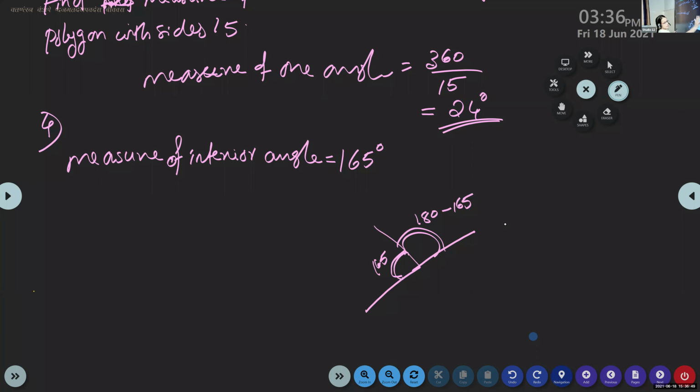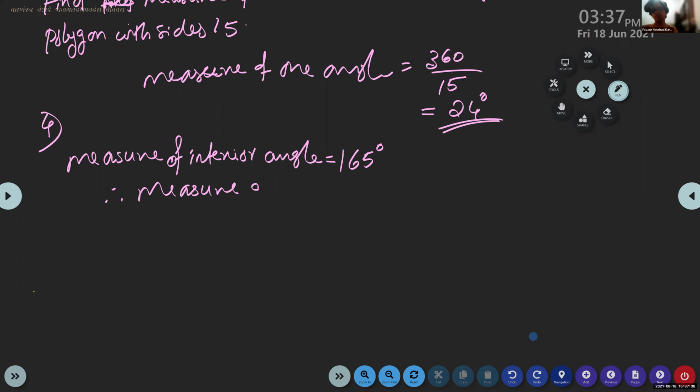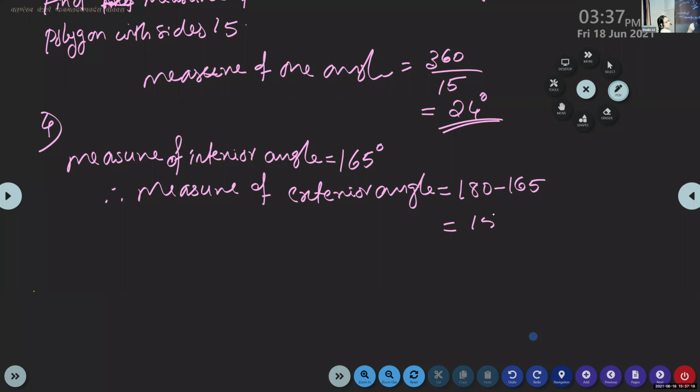Okay, Gopika, is it clear? Gopika Shankar? Ma'am, so we do 360 divided by 15. Yes. The measure of the interior angle is 165. Therefore, the measure of the exterior angle is 180 minus 165, which is equal to 15 degrees. So we got the measure of the exterior angle.